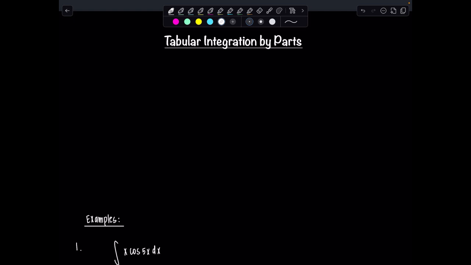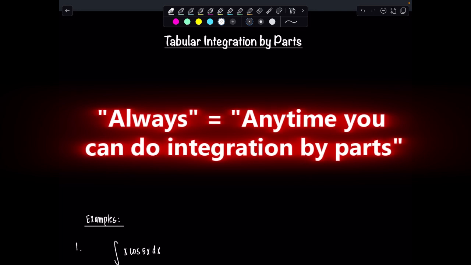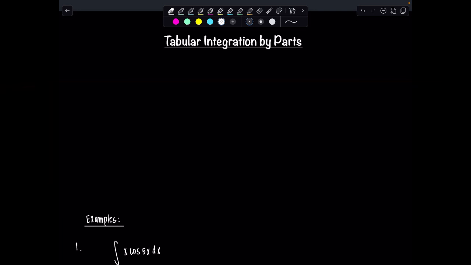Now, when can you use the tabular method? Always. You can always use it. However, it works the best with certain kinds of integrals, and we're going to examine those carefully. What are these kinds of integrals where you especially want to use the tabular method? It's anytime you have a polynomial function times any other function that you can easily integrate repeatedly.